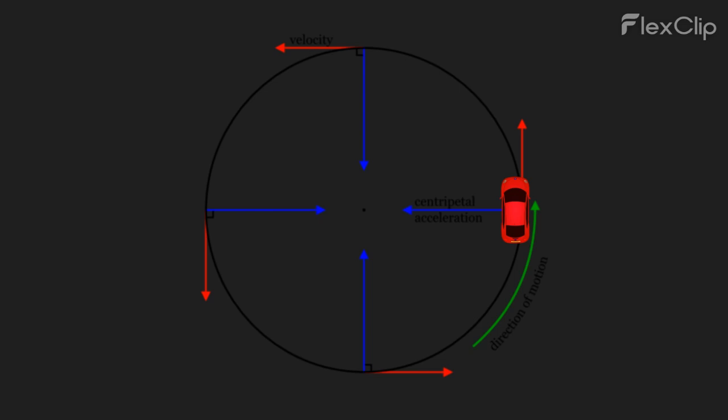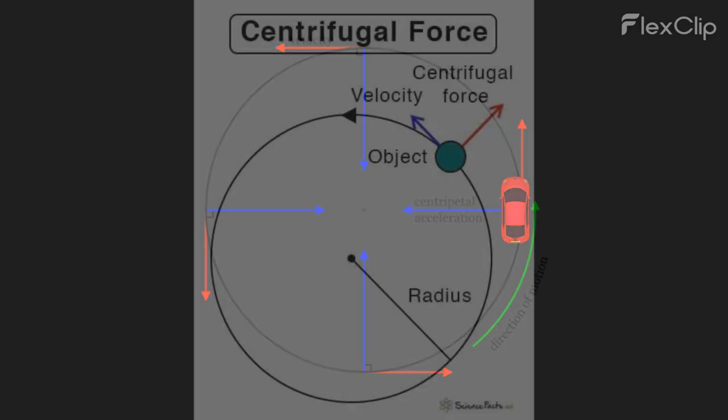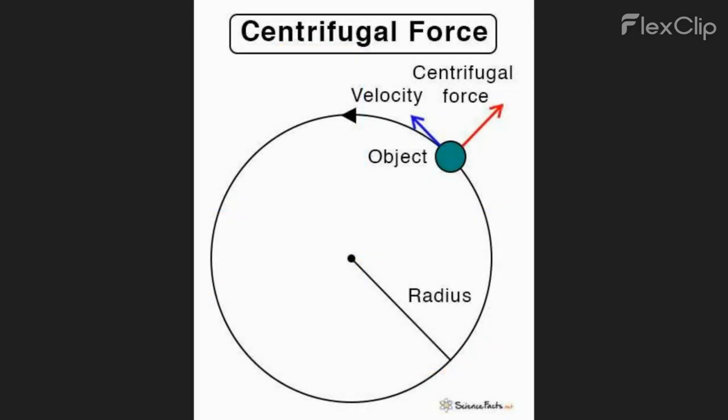There are also two types of circular motion. In uniform circular motion, an object moves around the circle at a constant speed, but its velocity is constantly changing due to the change in direction. In non-uniform circular motion, the object's speed varies as it moves along the circular path, so it experiences both tangential and centripetal acceleration.